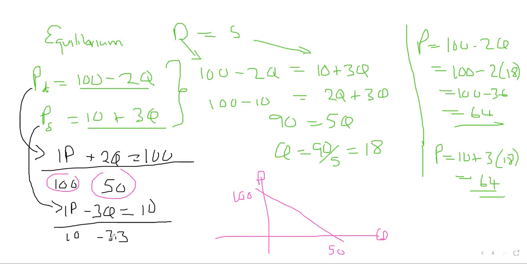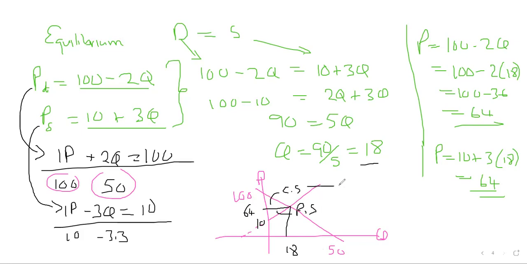Then for the supply, it's starting from the negative Q. We never show the negative, starting from there. So here it will cut at 10. The equilibrium here, we've calculated the quantity, it is 18, and the price, it is 64. So we know that this is the consumer surplus, and we know that this is the producer surplus.